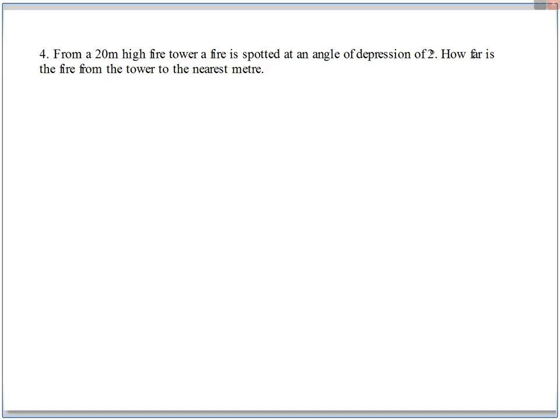20-meter high fire tower. I don't know what that is. Spotted at an angle of depression of 2 degrees. 2 degrees. How far is the fire from the tower to the nearest meter? So a fire tower must be somebody standing here spotting fires. I don't know. Maybe there's a fire over here. This is my rendition of a fire. So there's a fire. Okay. How do I draw an angle of depression?